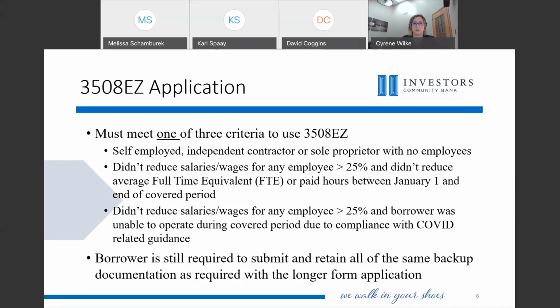And the third thing is, if you didn't do that, and you were unable to operate during the covered period due to compliance with COVID-related guidance, things like OSHA and other regulatory bodies that put restrictions on your business and your ability to fully operate, then you can qualify for using the Easy Application. But as I said earlier, you're still required to submit and retain all the same backup documentation as required with the longer form application. Next slide, please.